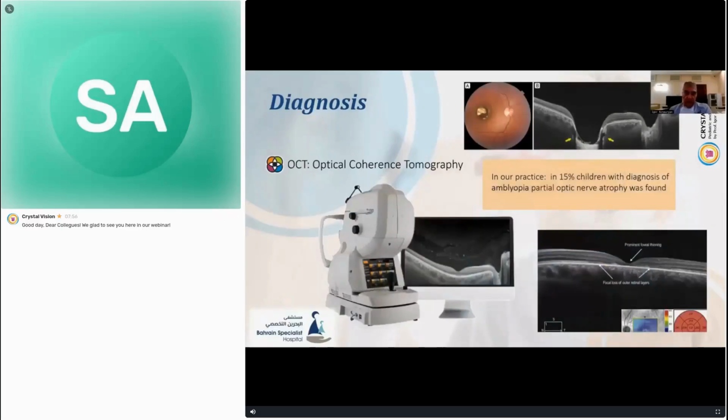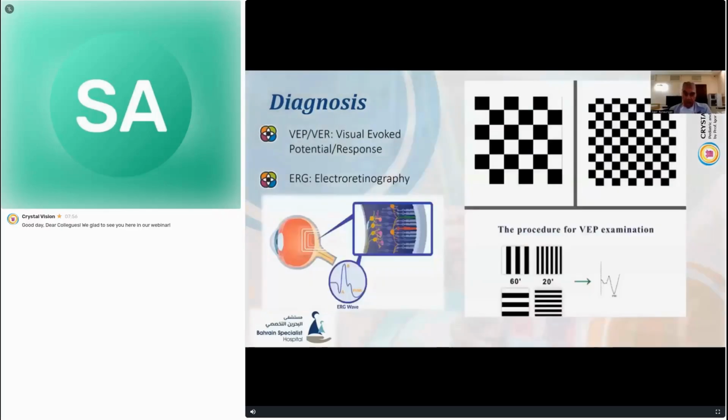We started performing optical coherence tomography 10 years ago for all patients with amblyopia with corrected visual acuity below 70s. As a result, we found partial and noticeable atrophy of the optic nerve in 15% of the affected children, and thus we make the necessary adjustments to the treatment prognosis for amblyopia. We inform the parents in an appropriate manner, and our expectations are also adjusted accordingly.